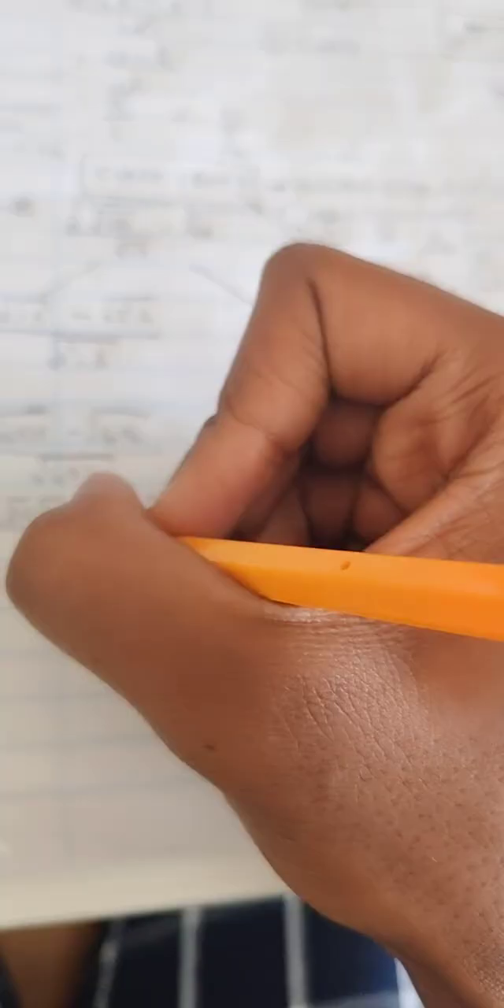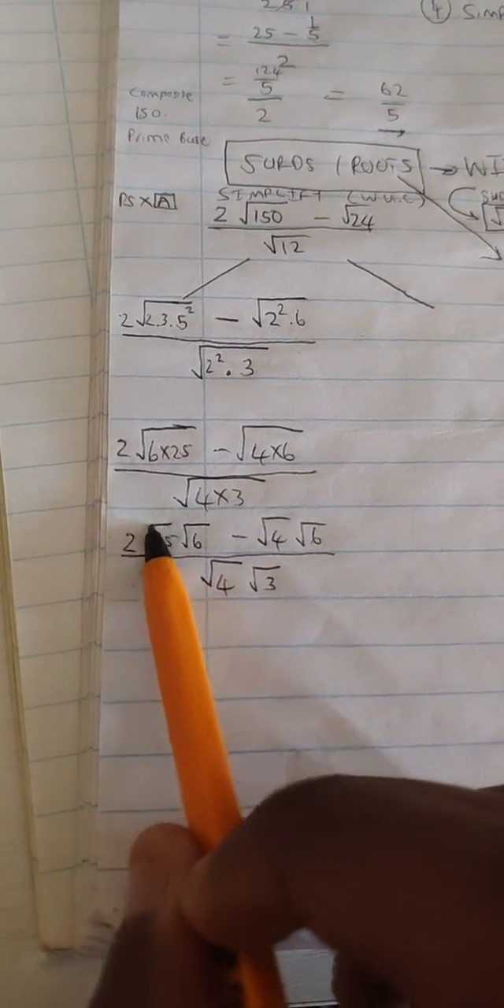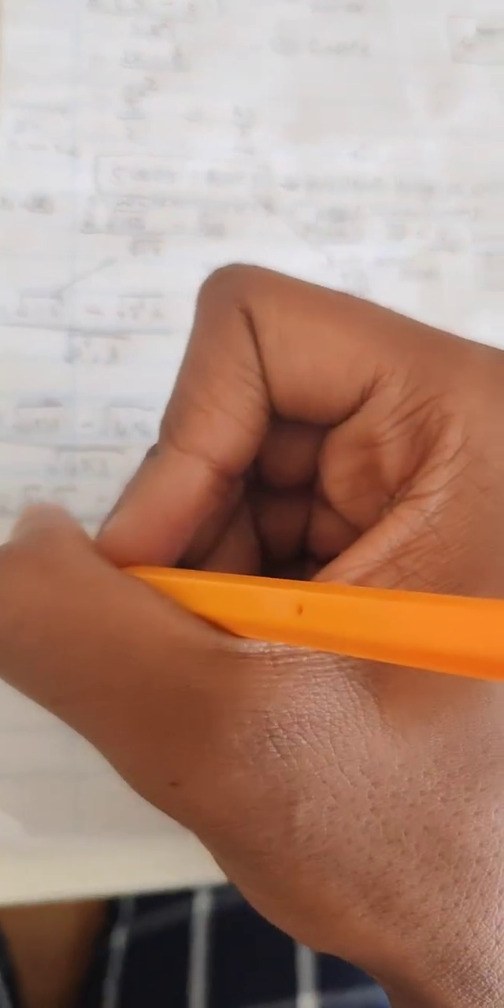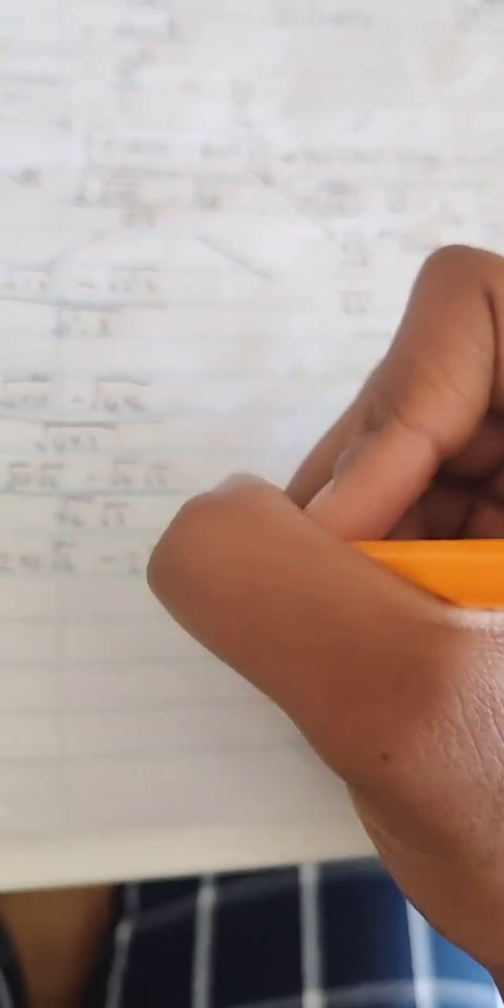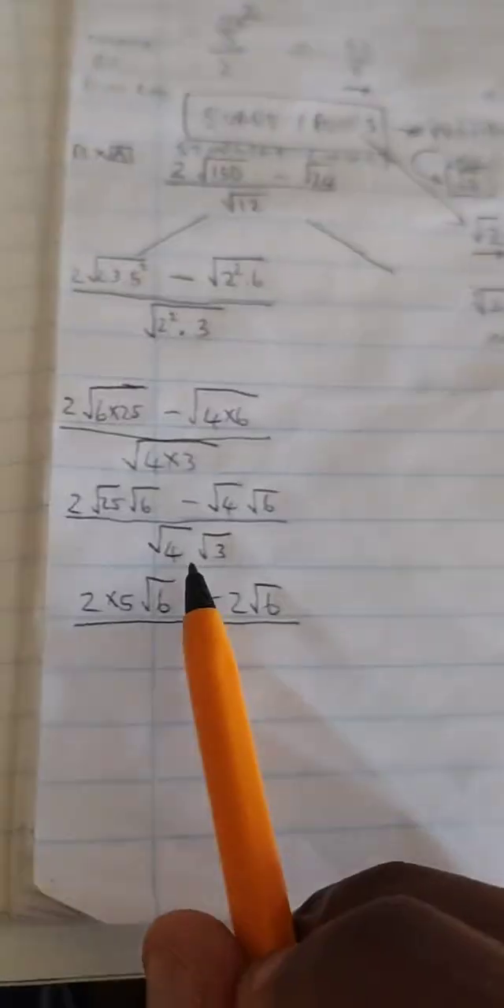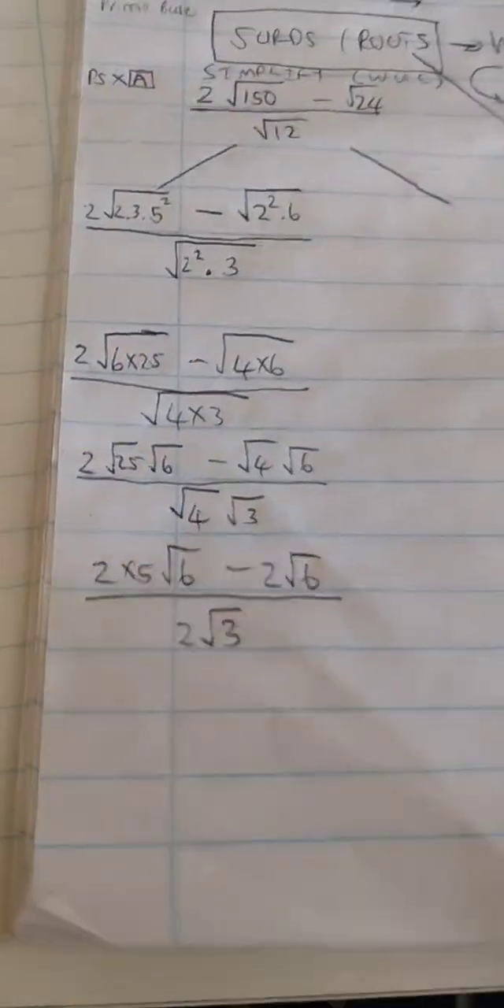Square root of 4 times the square root of 6. All right. Square root of 4 times the square root of 3. Then, what's the square root of 25? It's 5. 2 times 5 root 6. Square root of 4 is 2, so 2 root 6. Square root of 4, 2 root 3.